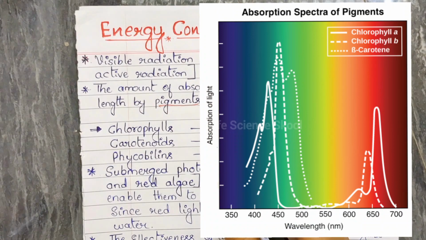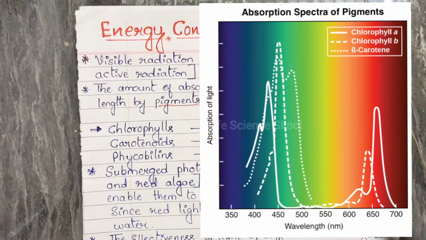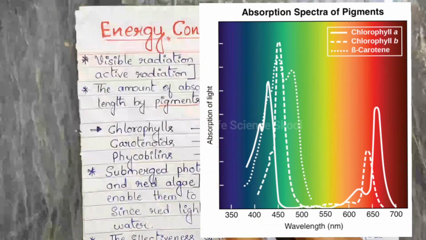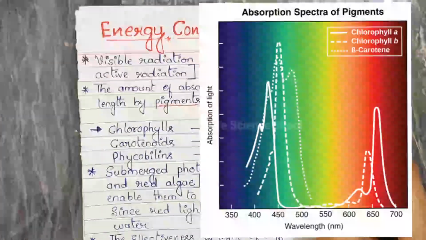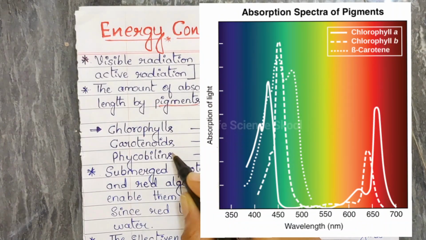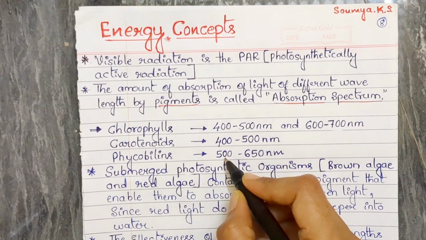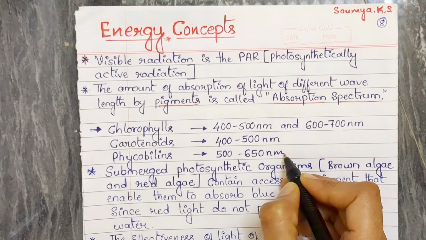Chlorophyll absorbs light wavelengths of about 400 to 500 nanometer and 600 to 700 nanometer. This means chlorophyll absorbs visible light, which ranges from 400 to 500 nanometer and 600 to 700 nanometer. So it absorbs all the colors except green. Moving on to the carotenoids, their wavelength ranges from 400 to 500 nanometer, and for phycobilins the wavelength ranges from 500 to 650 nanometer.